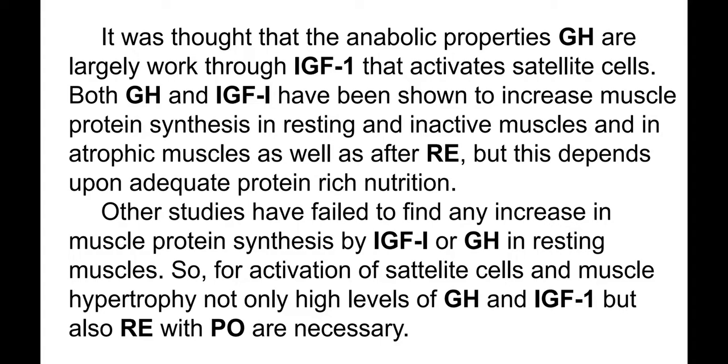But for the release of insulin-like growth factor 1, something is necessary. What is necessary? It is overloading of muscles. This insulin-like growth factor is released in the liver mostly, but also in muscles. So you have to overload the muscle. You have to go to failure of the muscles, and then these satellite cells will be activated, and then you will get muscle growth, muscular hypertrophy.